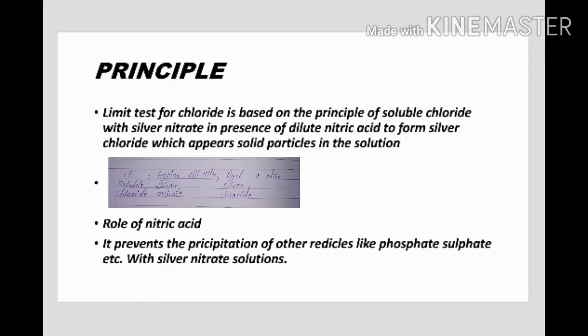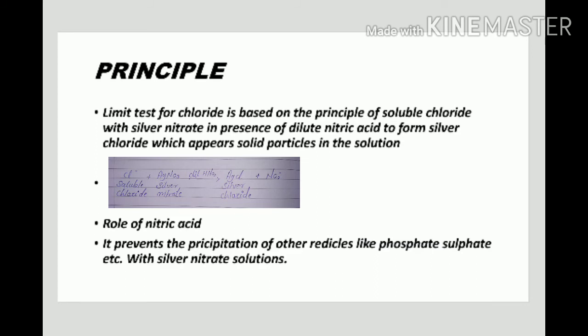Now coming to the principle behind the limit test. Limit test for chloride is based on the principle of soluble chloride reacting with silver nitrate in presence of dilute nitric acid to form silver chloride which appears as solid particles in the solution. We react the chloride ion with silver nitrate in presence of dilute nitric acid, so we get silver chloride and free nitrate ion. So these are the basic principle behind the limit test for chloride.